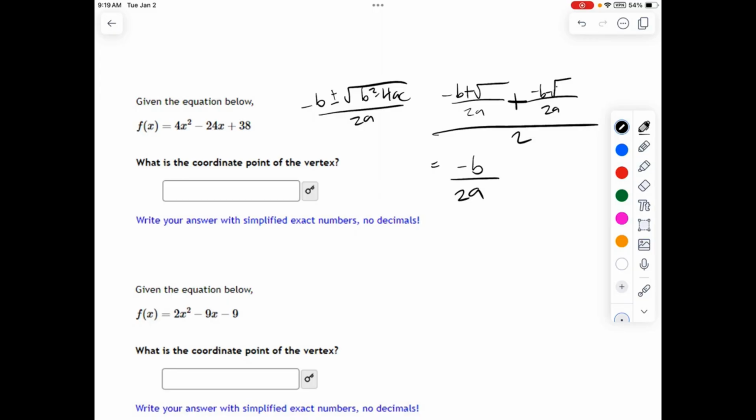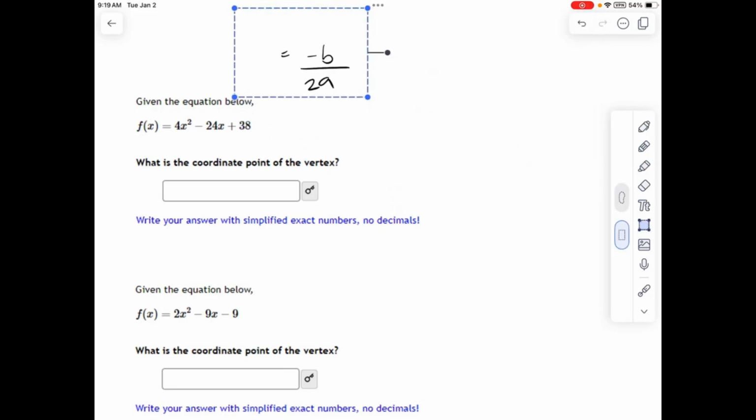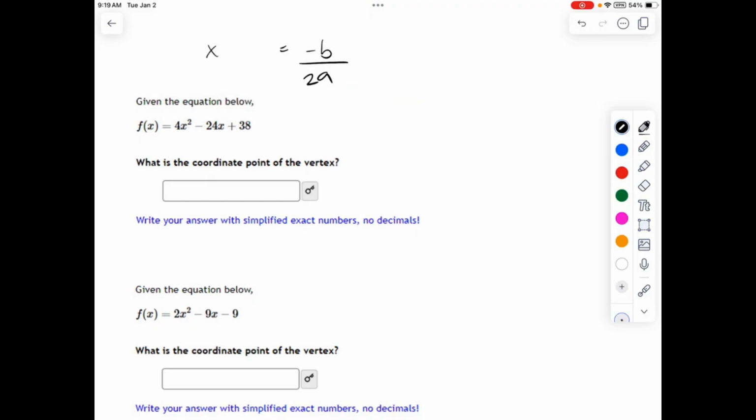When you combine these two together, your square roots cancel out, and the 2 of them cancel with that 2. Essentially, you're left with a really cool shortcut: whenever you are in standard form, the x-coordinate of the vertex will always equal negative b over 2a. Boom. And remember, that's coming from the a and b of standard form.